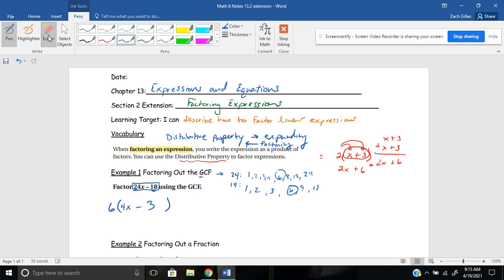Okay, I'm just going to erase this second parentheses and bring it in a little bit closer so it looks a little bit neater. And there you have it.